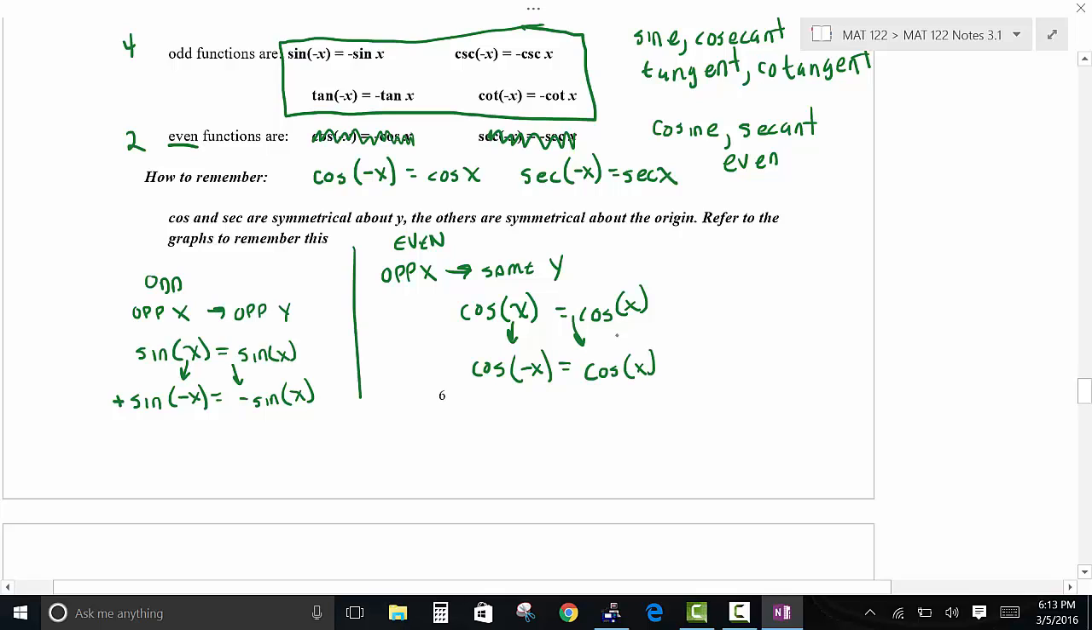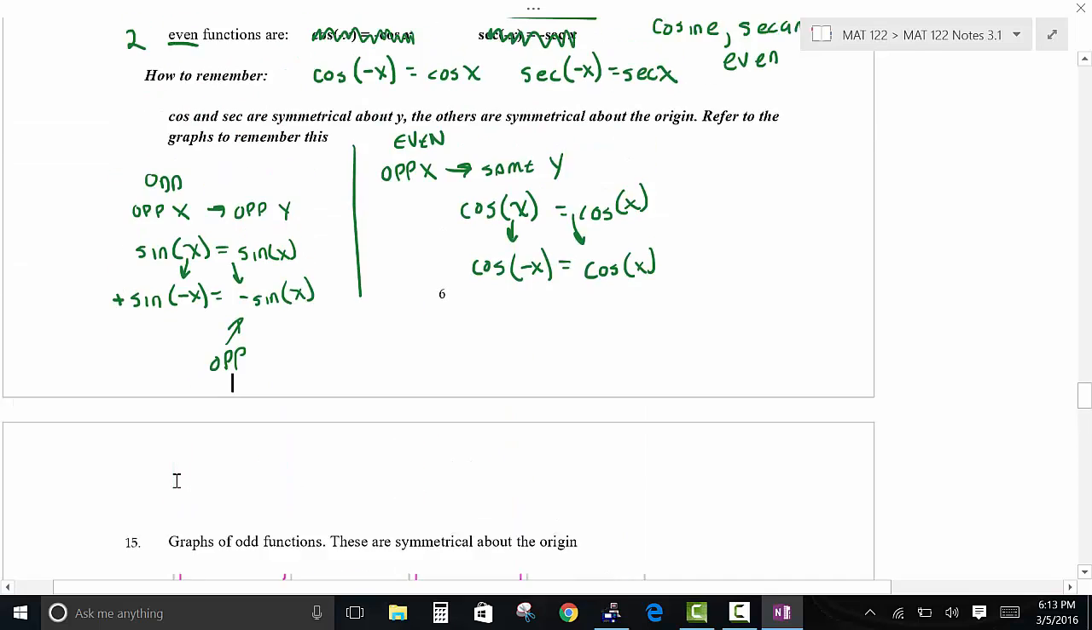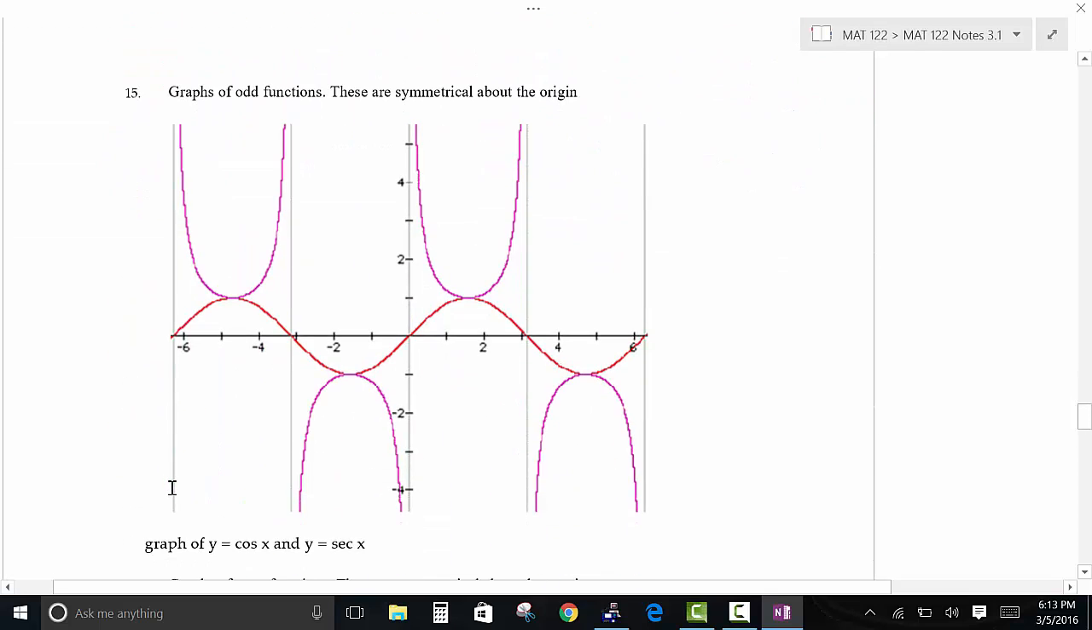Okay, so that becomes the same. On an odd function, this becomes opposite. So that's the idea. If you get that in mind, that'll help you build the identities so you don't just blindly memorize those. Okay, now I'm going to look at some graphs on this.